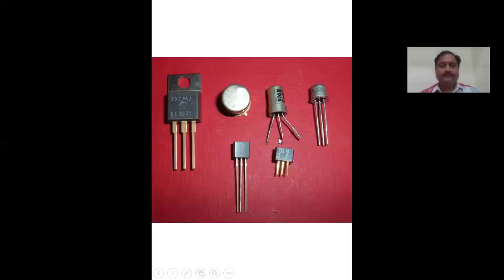These are the various transistors available in the market. Depending upon our application, circuit, or project, we can use either a PNP or an NPN transistor. In general, different types of transistors such as PC107 and 518 are available in the market.